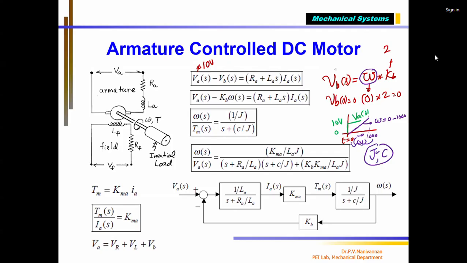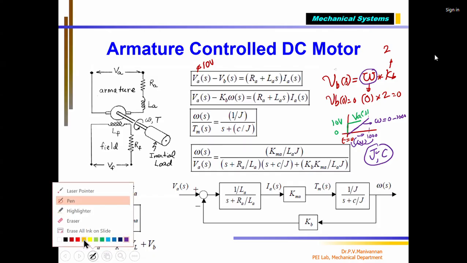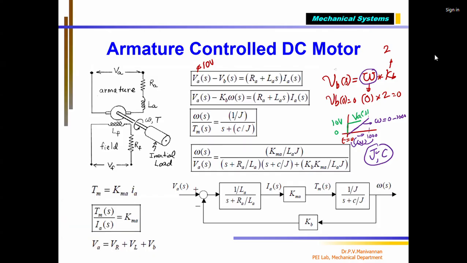So as omega is increasing, my back EMF voltage will also increase along with it. I am showing this, this is my VB of s. So you see that the voltage applied to the coil, which we call V net, is the applied voltage minus the back EMF. At this instant, at t equal to 0, V net equals VA, 10 volts, minus 0.